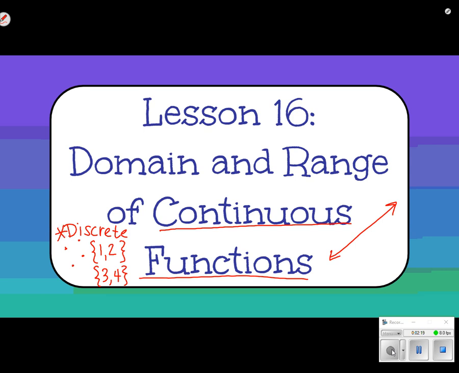So you need to put in your notes that discrete domain and range looks like this. Continuous domain and range with lines looks like this, something different. You are responsible for knowing the difference. You're going to know the difference because you watched this video, right? You wrote this in your notes. You look at your notes when you take a test.